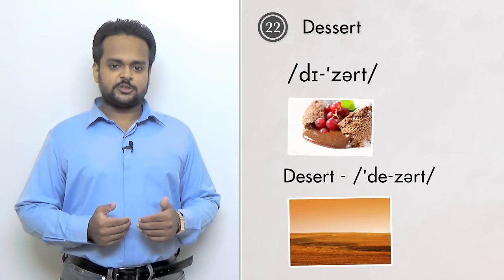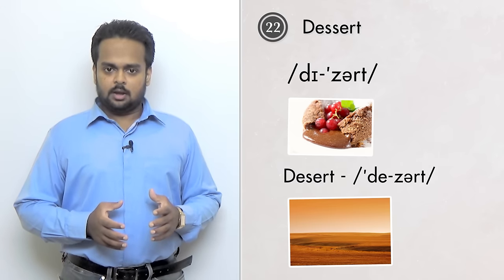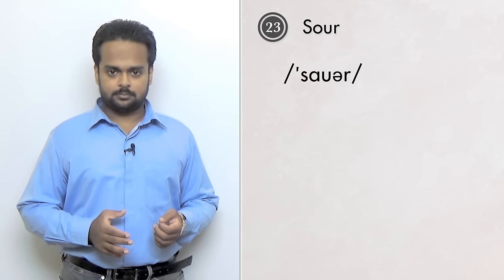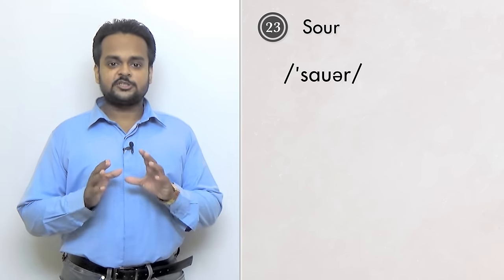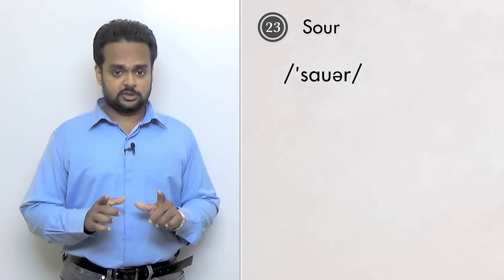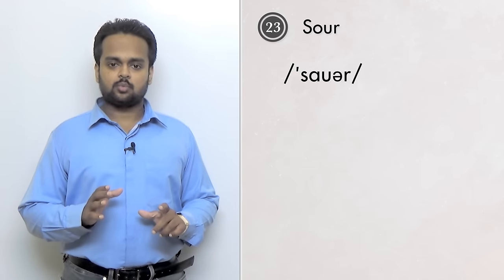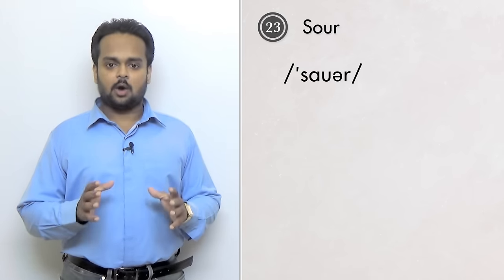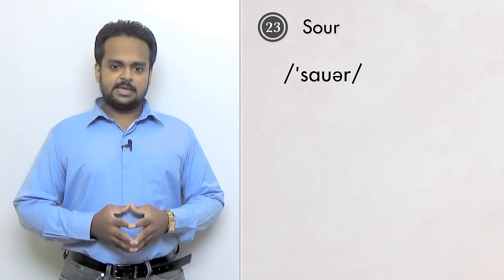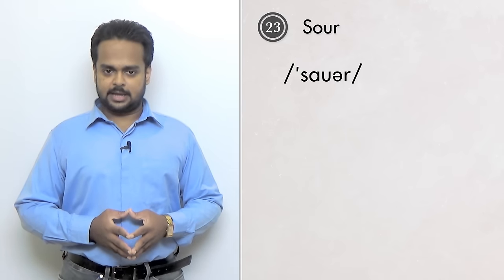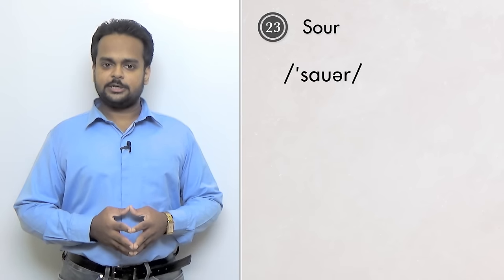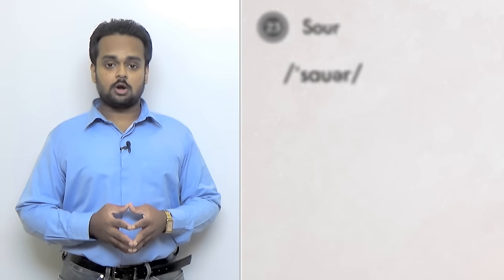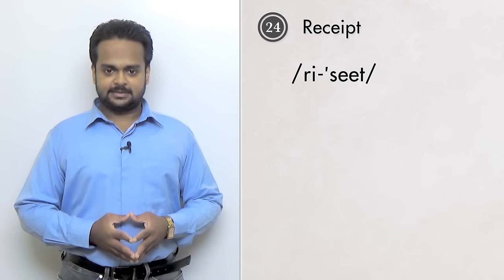Now, I said that desserts are sweet. But what about this taste? It's pronounced sour. Some people say sar. That is a mispronunciation. The only correct way to say this word is sour. Many words in the English language have silent letters, that is, letters that we don't pronounce. As in word number 24, receipt.